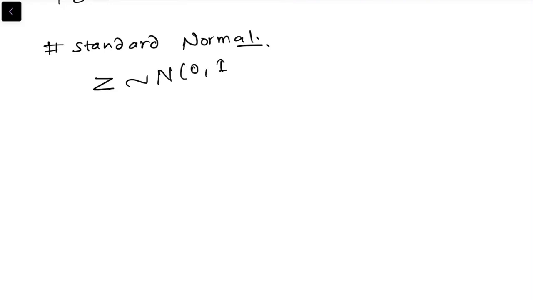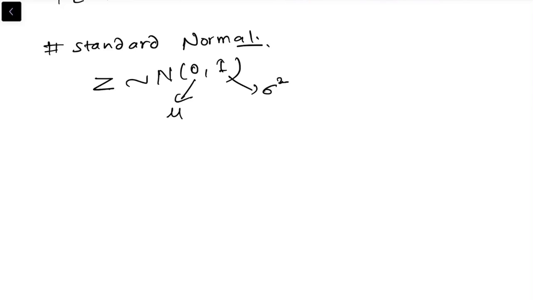So standard normal is a special case of normal distribution. Generally we use the z symbol to denote the standard normal. So z follows normal 0 comma 1. So this is the mean and this is the variance. Okay, so you can see in the normal distribution the mean and variance can be anything, but in a standard normal the mean is 0 and the variance is 1. That's fixed. That's why we call this standard normal.